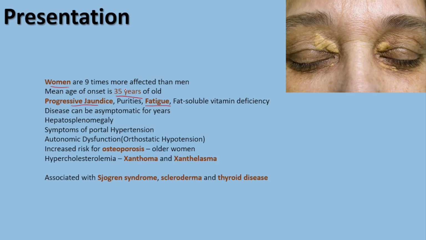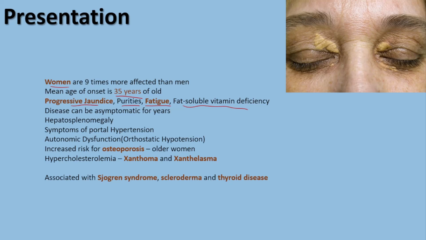Because of bile leakage, they will have pruritus, and also because bile is necessary for absorption of fat-soluble vitamins, and in this disease we have signs and symptoms of biliary blockage, the patient will have fat-soluble vitamin deficiencies. So what are the fat-soluble vitamins? We have vitamin A. Lack of vitamin A will lead to blindness.